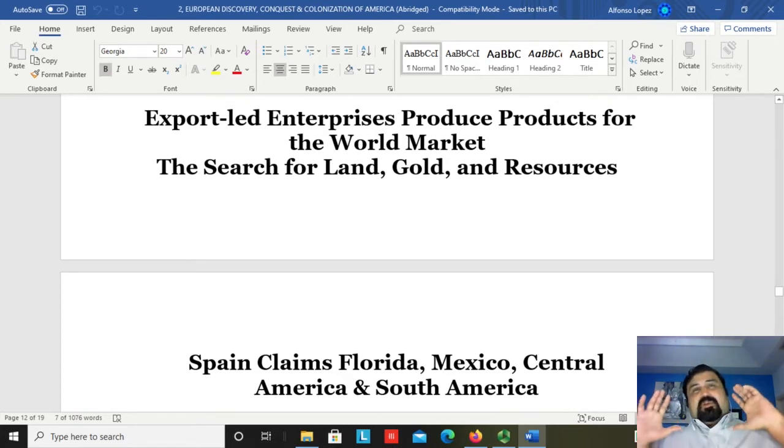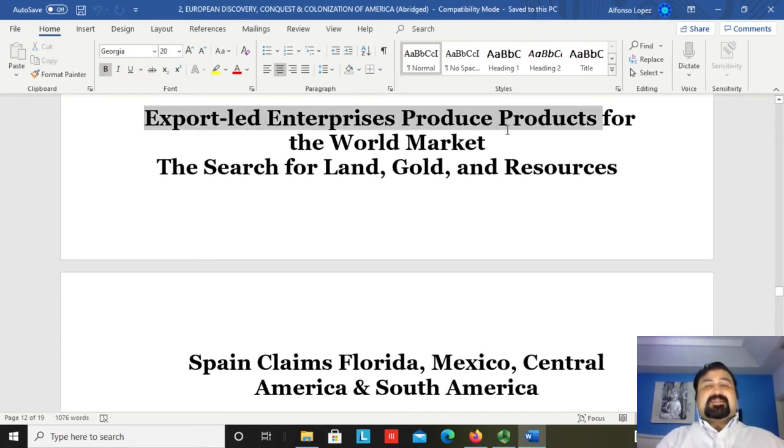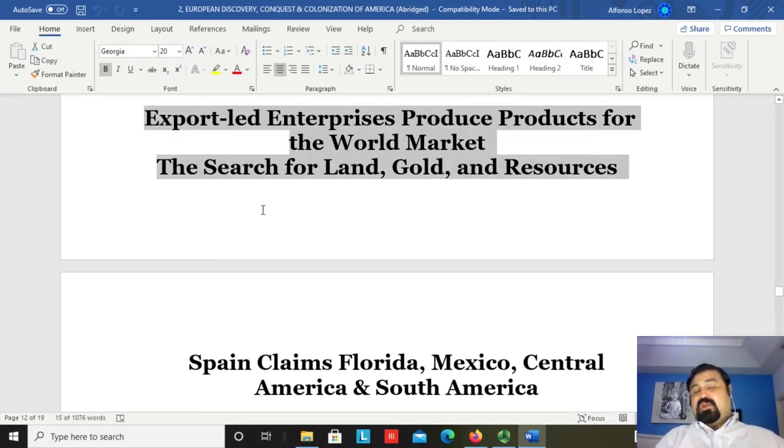Okay, so what Europeans are looking at in the Americas, again, is the opportunity to develop export-led enterprises to generate products for the world market. So, as we'll see, ever since the beginning, after Columbus discovered America in 1492, when the Europeans are coming after him, they're going to be looking particularly for specific resources that were extremely valuable in this new commercial market economy that we call simply mercantilism.